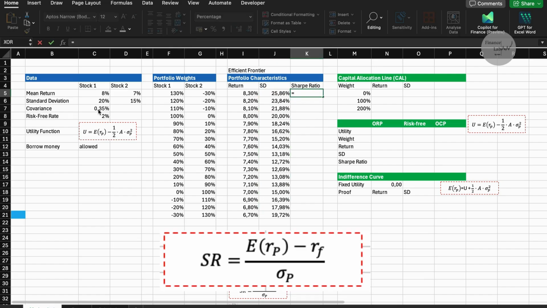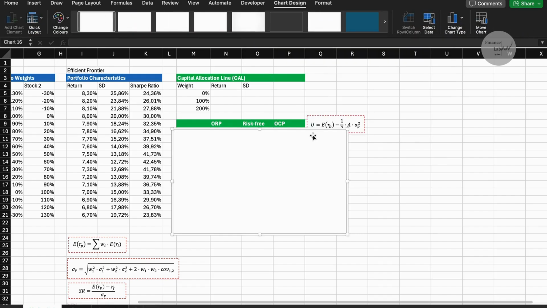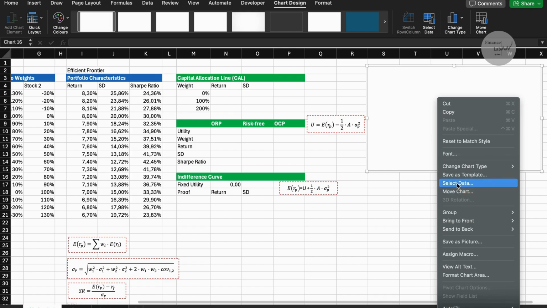With the portfolio returns and the standard deviations, we can calculate the Sharpe ratio as the excess returns divided by the portfolio standard deviation. Then with our portfolio returns and standard deviations, we can plot the efficient frontier.